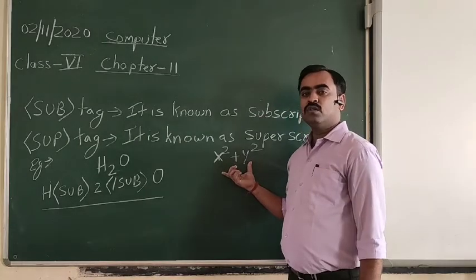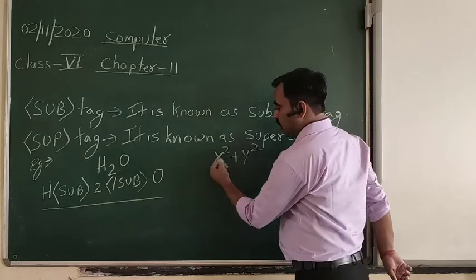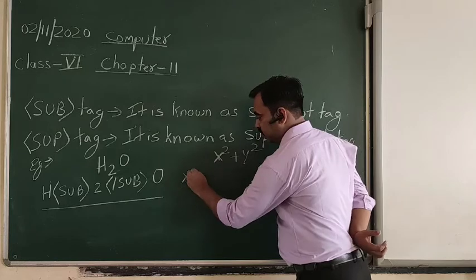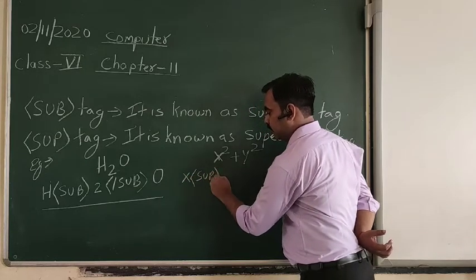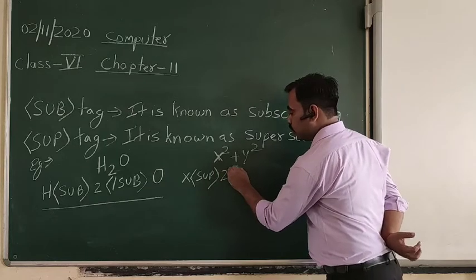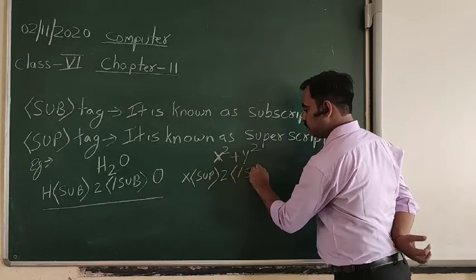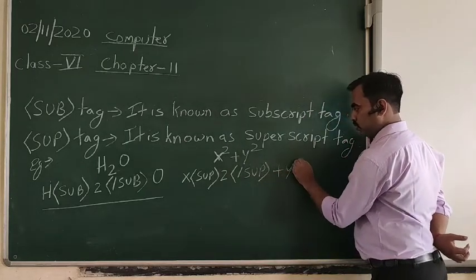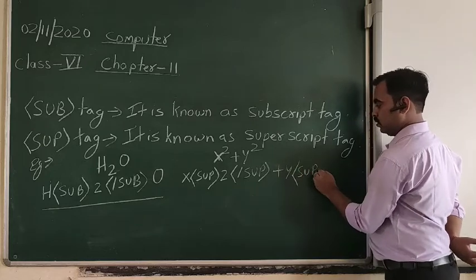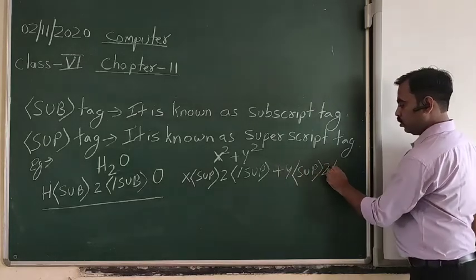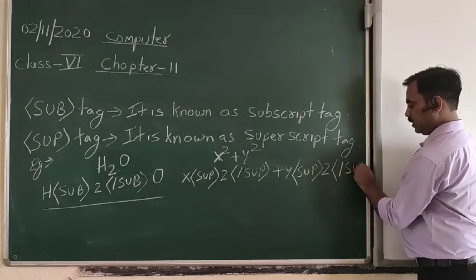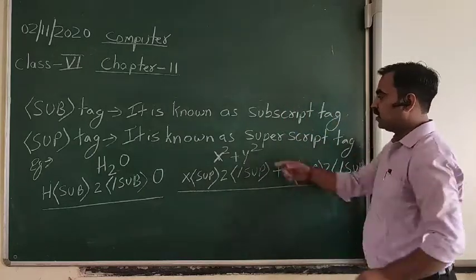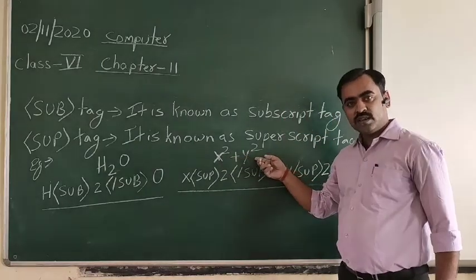We have to use the super tag, and the way of using this is, first of all you write x, use the super tag, write 2, close the tag, then write plus y, super 2, close the super tag. Okay, so the result of this is x square plus y square.